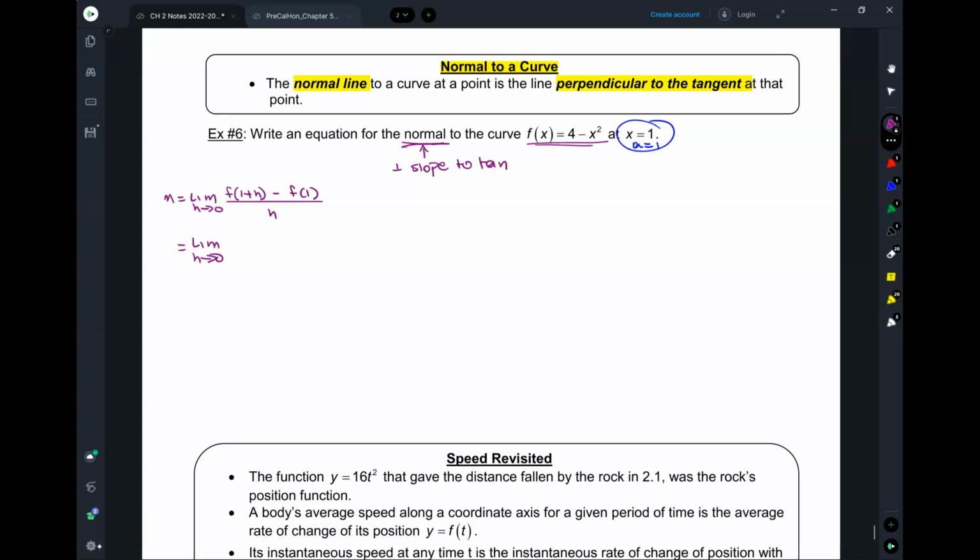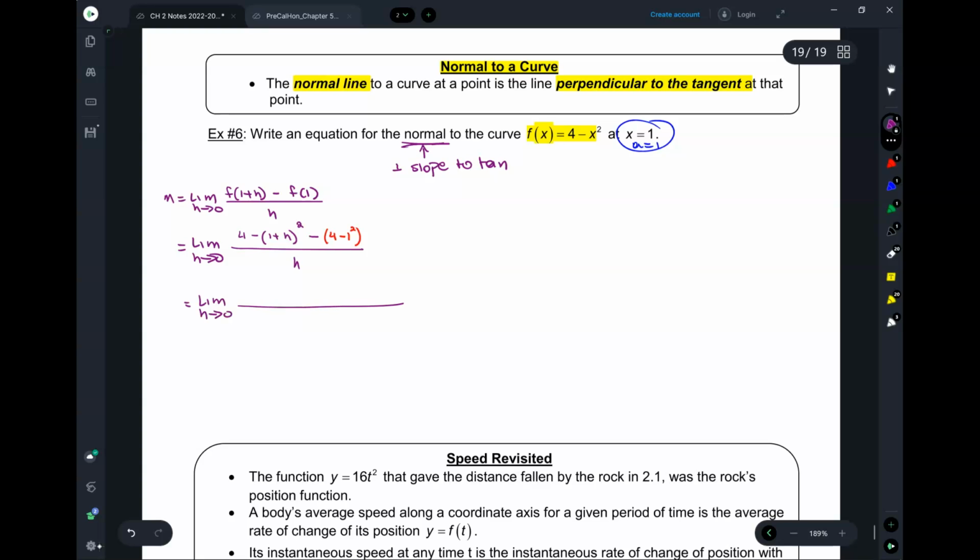I'm going to take questions after I do this problem. So here we go. f of 1 plus h. This is f of x. If you want f of 1 plus h, all of the x's are going to be replaced by 1 plus h. So it's going to be 4 minus 1 plus h squared, minus f of 1, which is 4 minus 1 squared, over h. So this is the limit as h approaches 0.